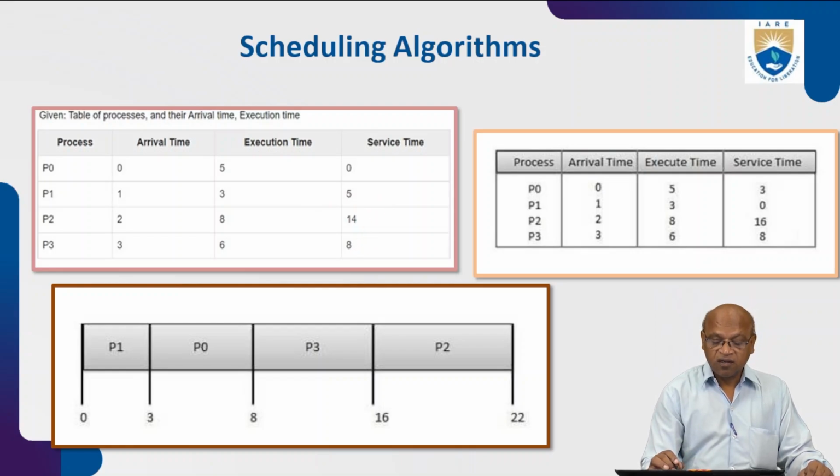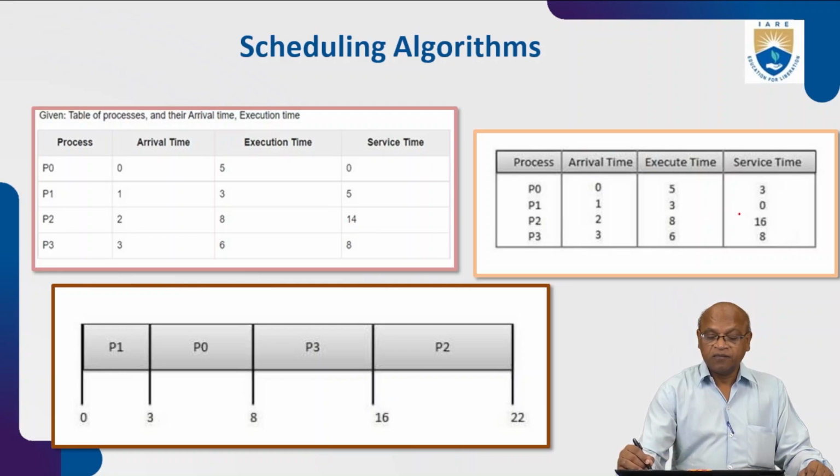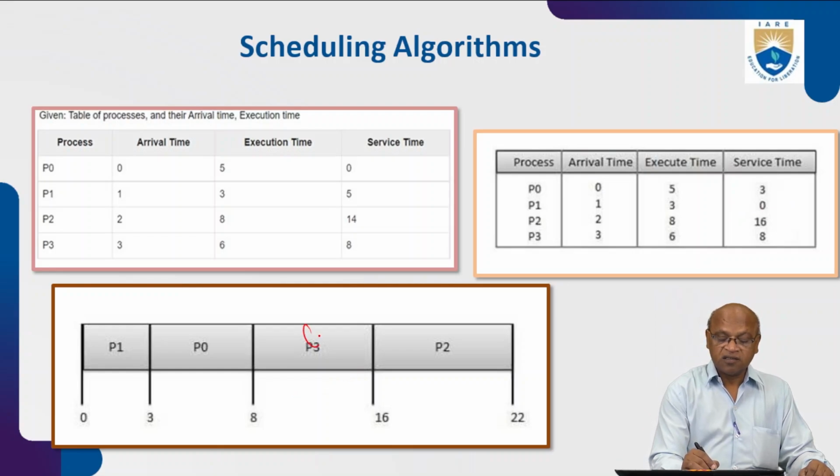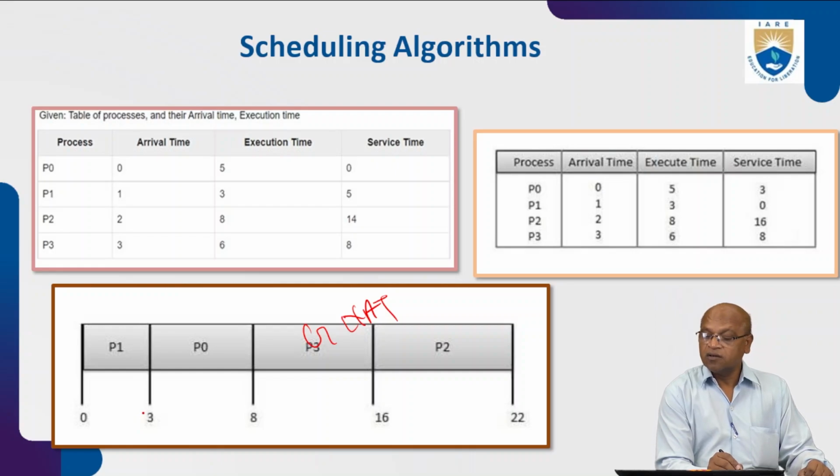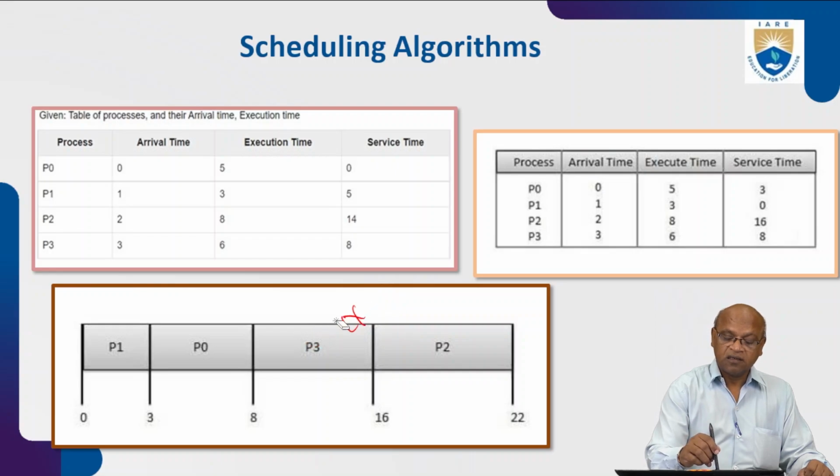If you look at this one, this is execution time, service time. Now we'll write the Gantt chart. The Gantt chart shows how much time each process will take. This is initially 3. So service time 3, and 3 plus 5, 8. So like this, we will get the Gantt chart.